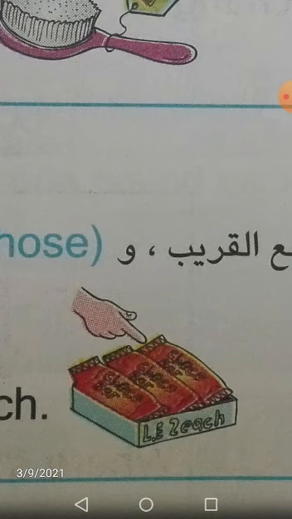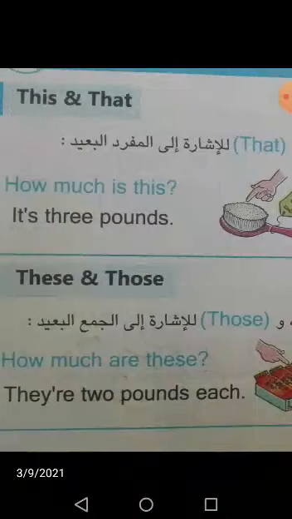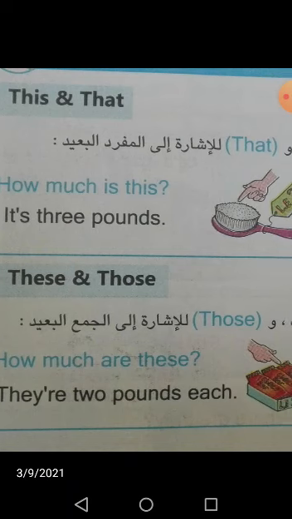I have to say these or those. These, excellent, grade four. I have to say, how much are these? Because they are what? Near, excellent. How much are these? They're 2 pounds each. 2 pounds each.